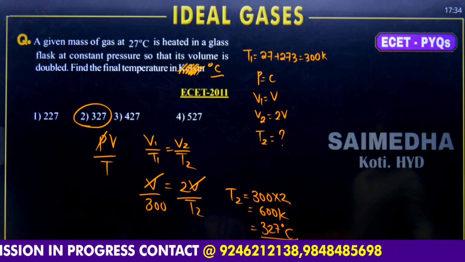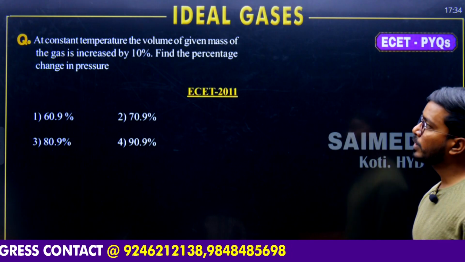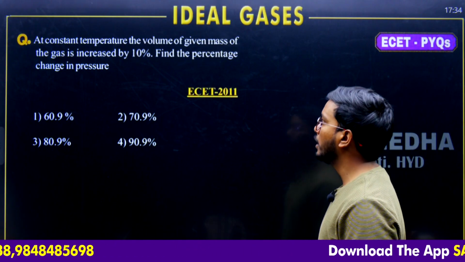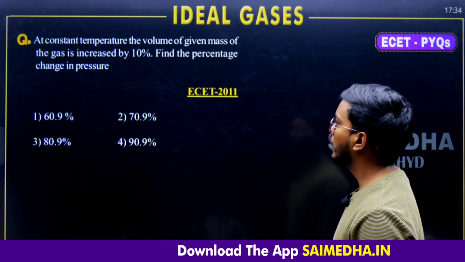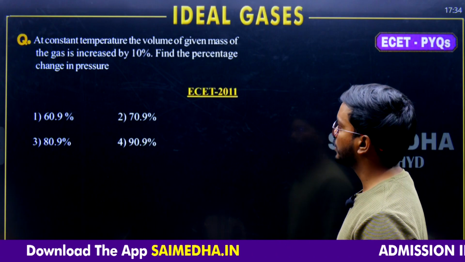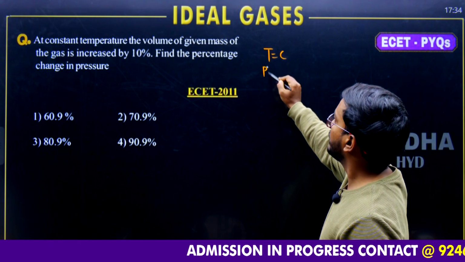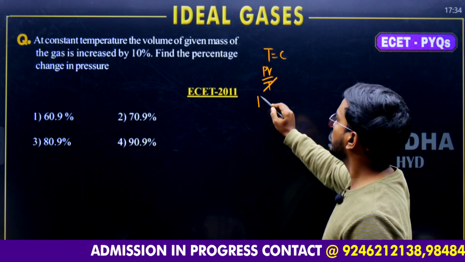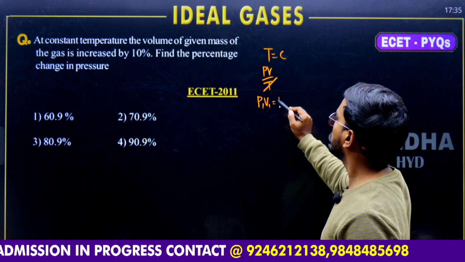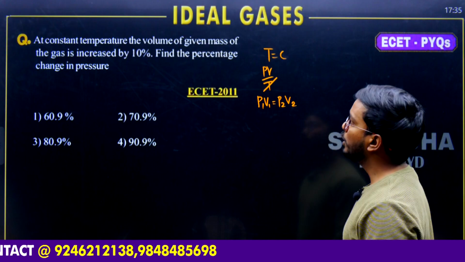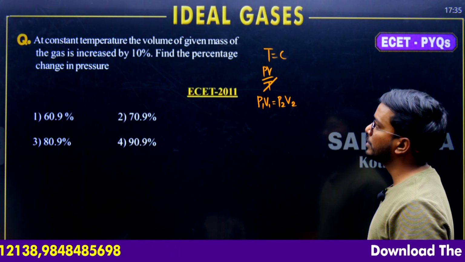Moving on to the next question. Second question: at a constant temperature, the volume of a given mass of a gas is increased by 10%. Find the change in pressure. Temperature is constant, so P1 V1 is equal to P2 V2. The question says the volume of a given mass of a gas is increased by 10%.